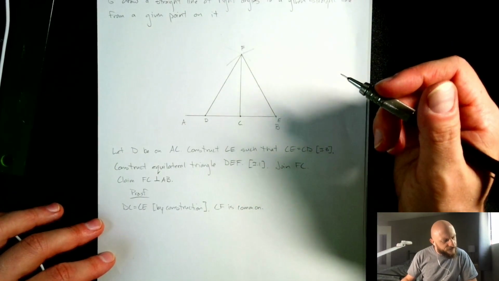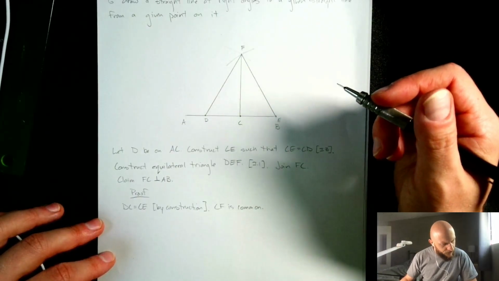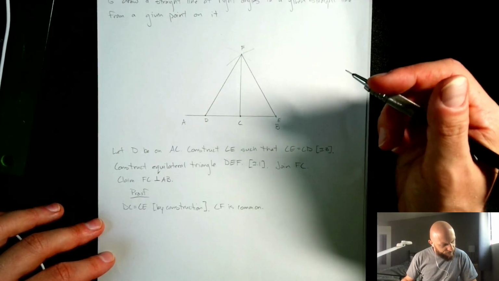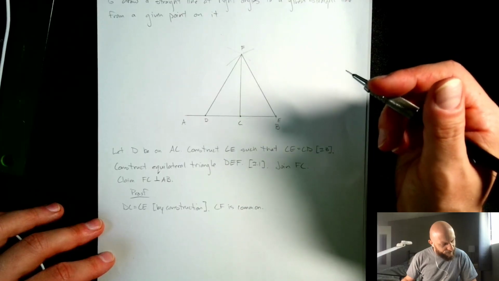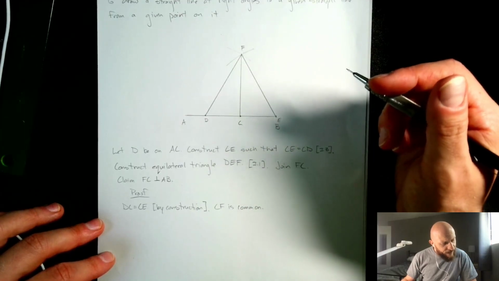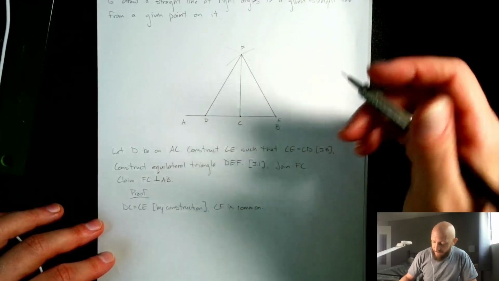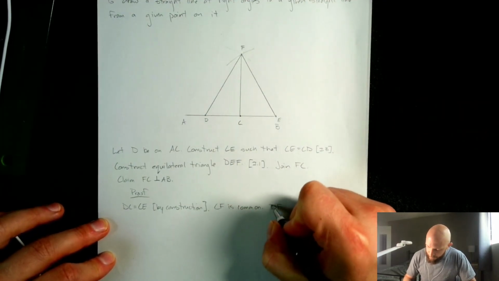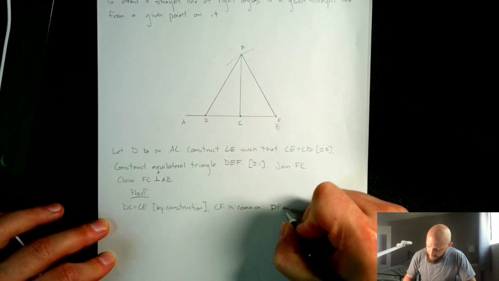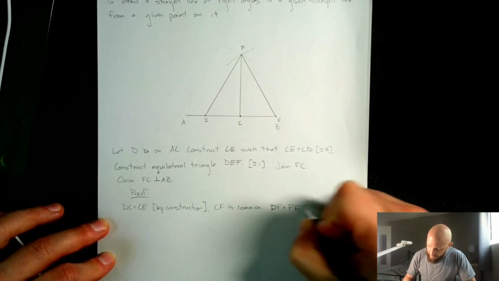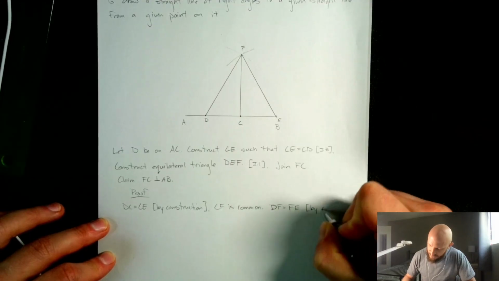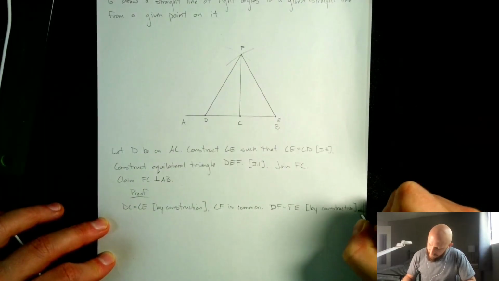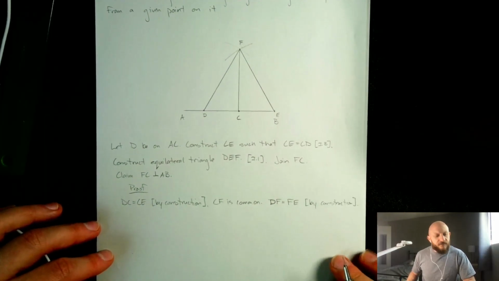Let's see where Euclid takes things. He's much more clever than I am. So CF is common. The two sides DC, CF are equal to the two sides EC, CF, and then the base DF is equal to FE. So DF equals FE, and again, that's by construction, because they're sides of an equilateral triangle.